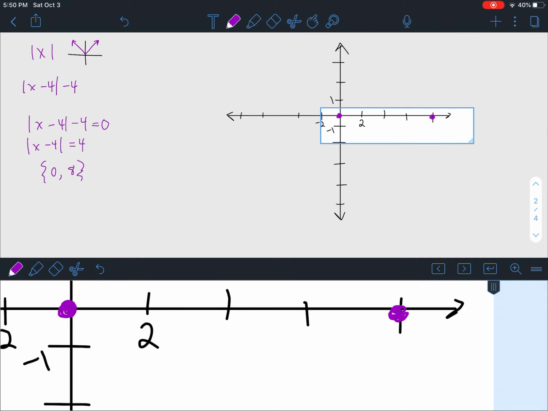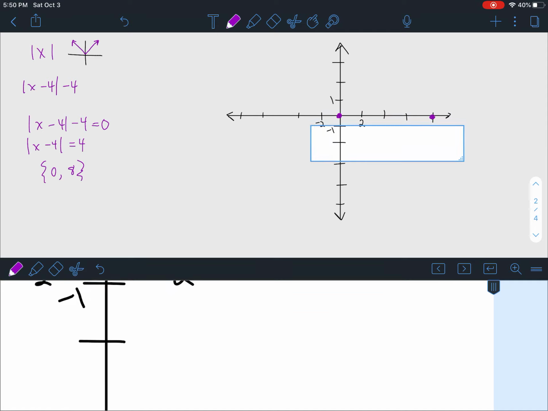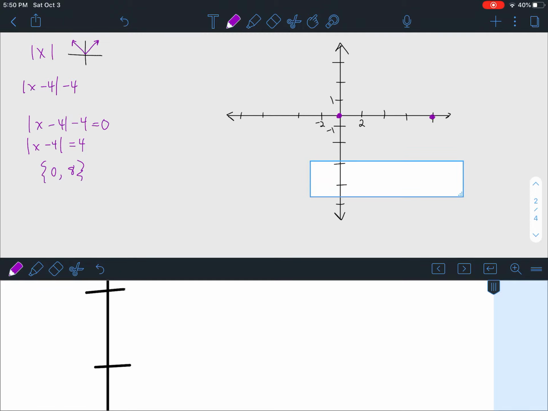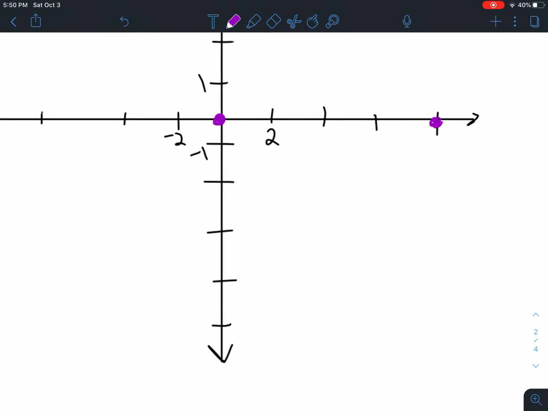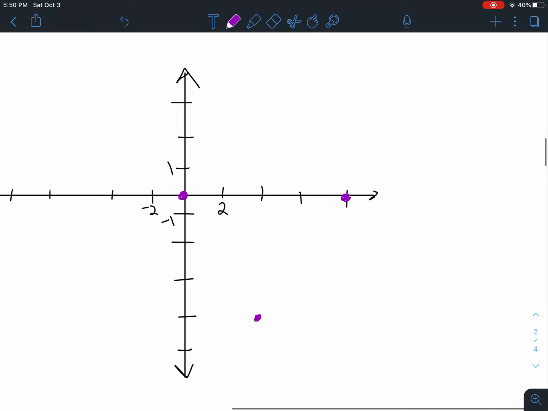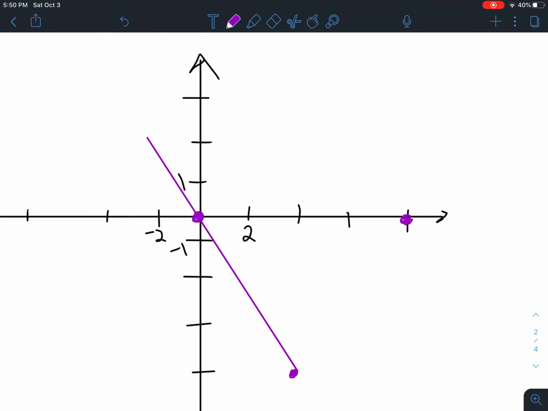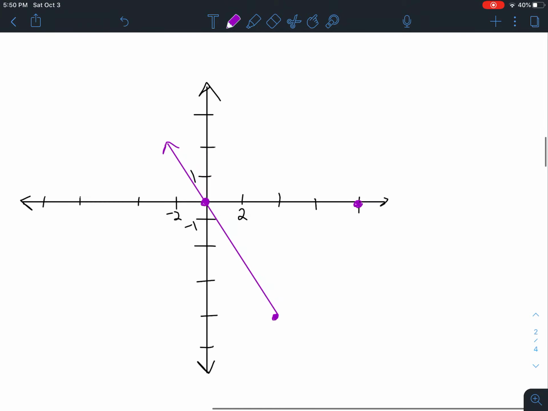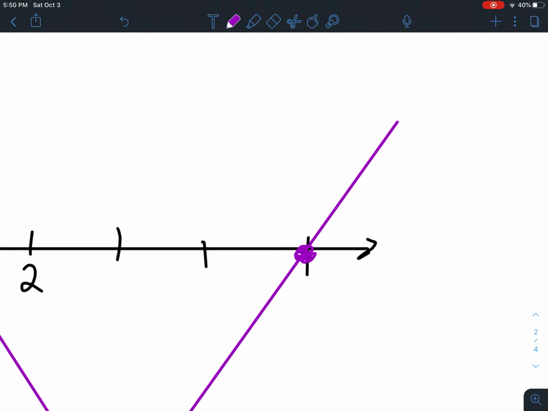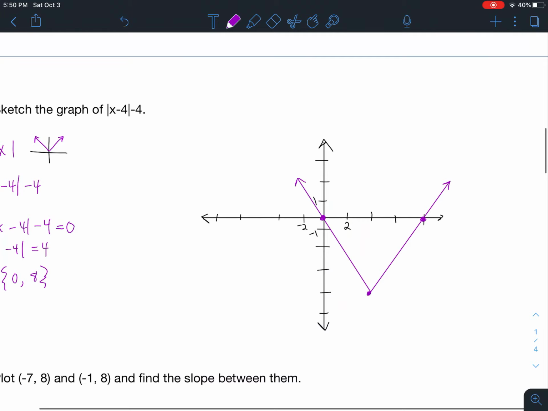And then you know that the bottom of the V here will be at 4, negative 4, because it's translated 4 units to the right, 4 units down. So that's right here. Now it's just going to be the lines between these points here, like this, and that keeps going, and then over here, the same thing. And that's the plot.